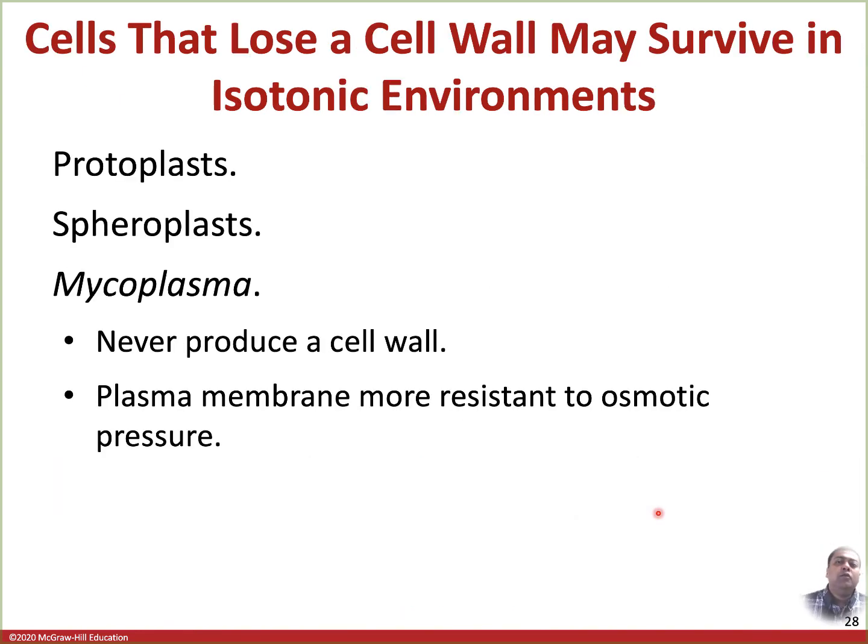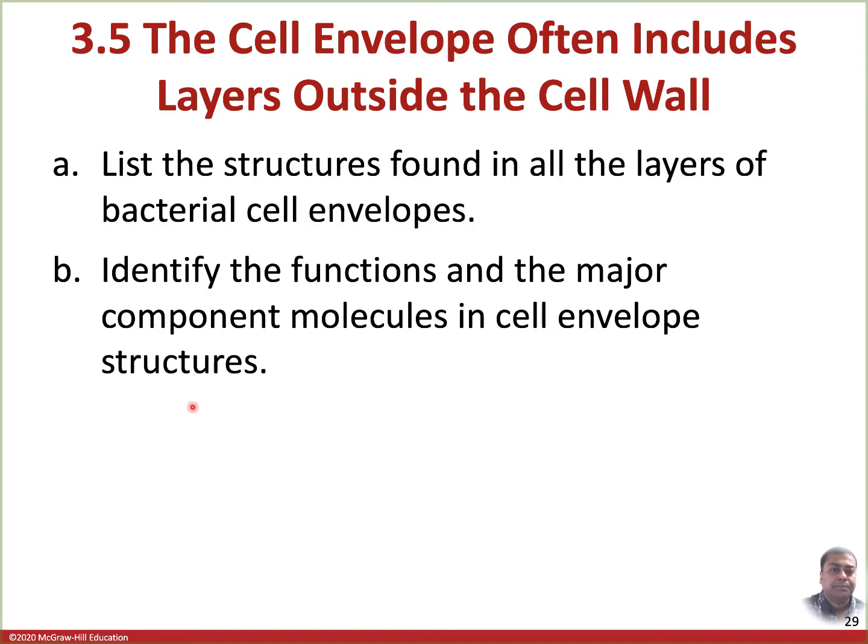So a cell that loses its cell wall may survive in an isotonic environment, as a protoplast or spheroplast. On the other hand, mycoplasma is a very unique type of bacteria, which is pleomorphic, can have different shapes. The reason that they are pleomorphic is that they never produce a cell wall. That's why they are pliable. The plasma membrane is more resistant to osmotic pressure in mycoplasma, but they are not rigid, they are pliable and pleomorphic. Very, very small, about 0.3 micron in size.